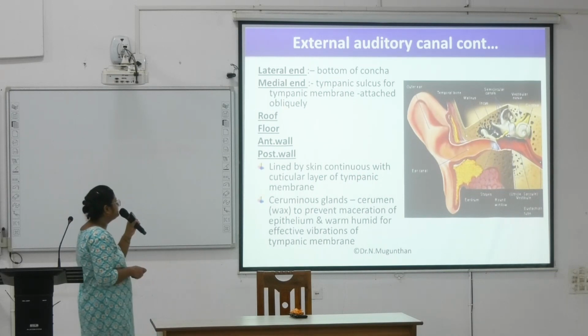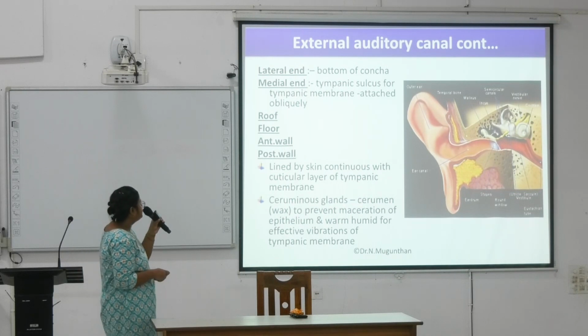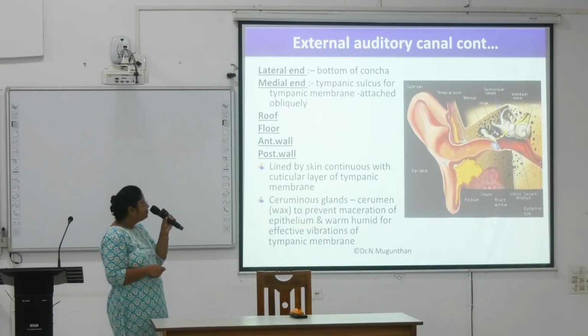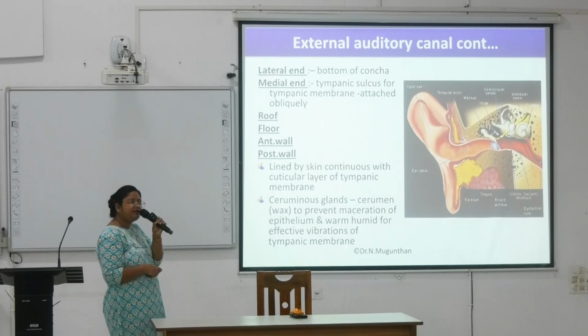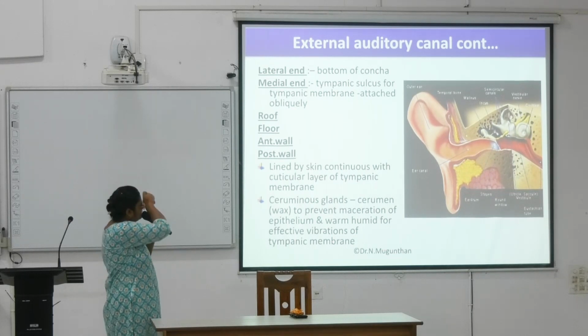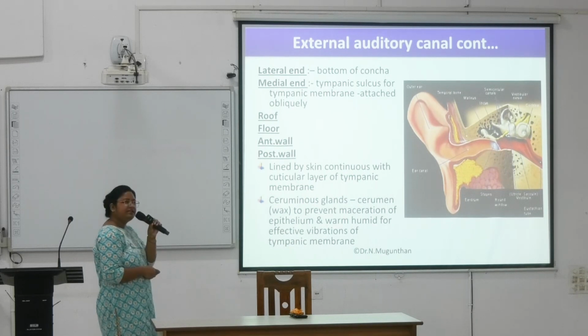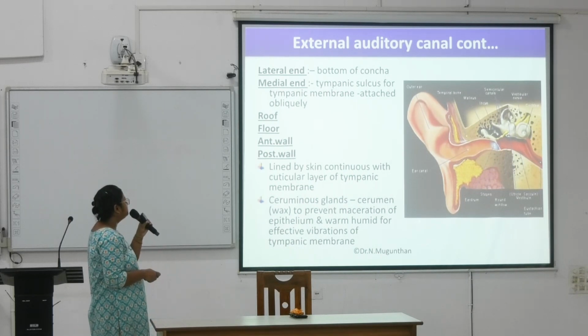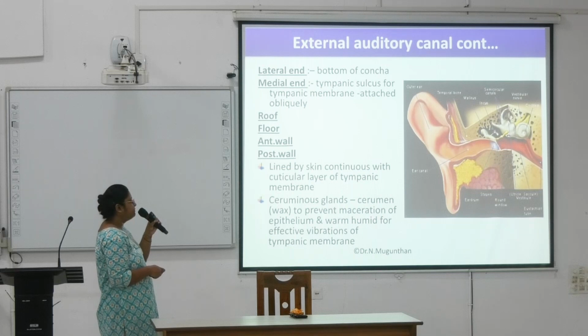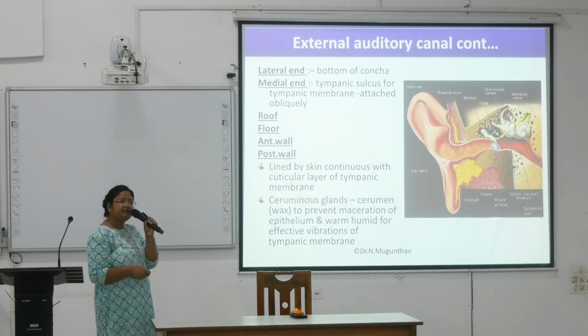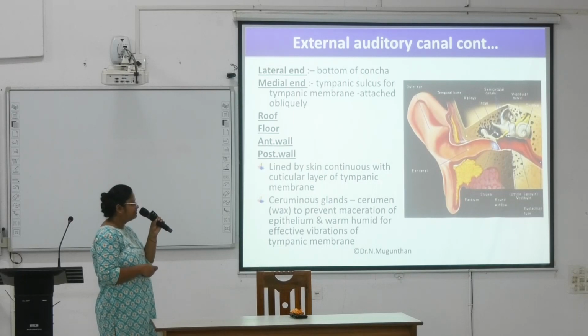Next, ceruminous glands are present here, which secrete cerumen. Cerumen is like wax, ear wax, formed by these ceruminous glands to prevent maceration of the epithelium, and it keeps the ear canal warm and humid for effective vibration of the tympanic membrane. So these are the functions.